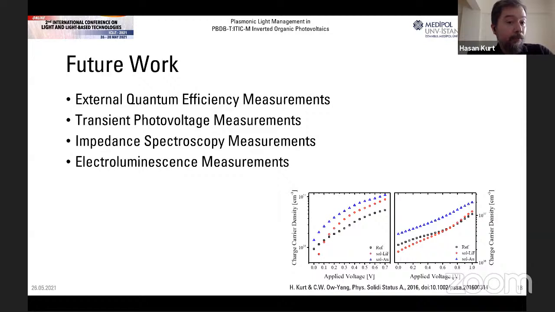Are we actually extracting the charge carriers that we produce through plasmonic enhancement? So we are going to also check electroluminescence for this.